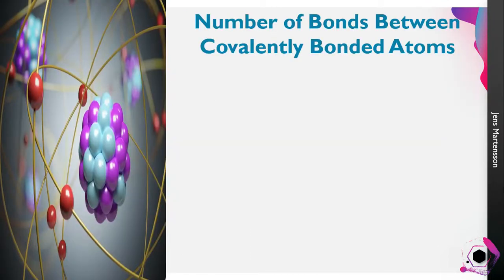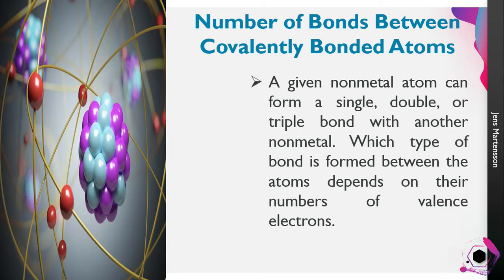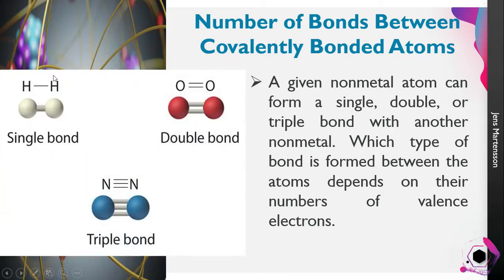The number of bonds in covalently bonded atoms depends on their number of valence electrons. So a given nonmetal atom can form a single, double, or triple bond with another nonmetal. Which type of bond is formed between the atoms depends only on their numbers of valence electrons. As you can see here, hydrogen gas has a single bond, oxygen gas has a double bond, and nitrogen gas has a triple bond between the two atoms of nitrogen.